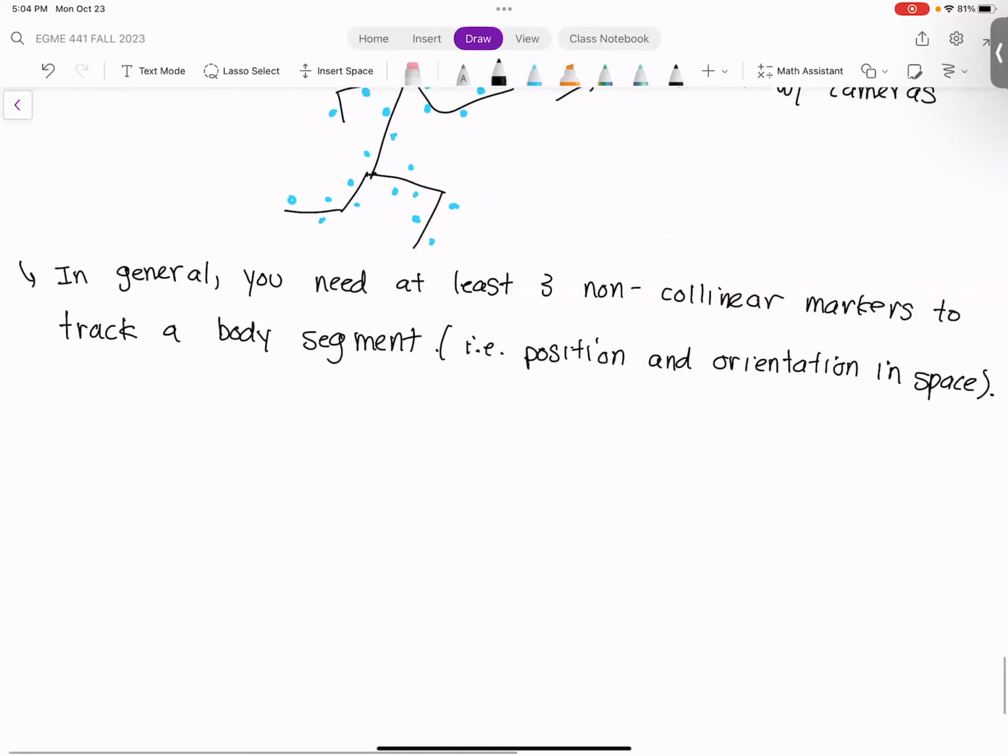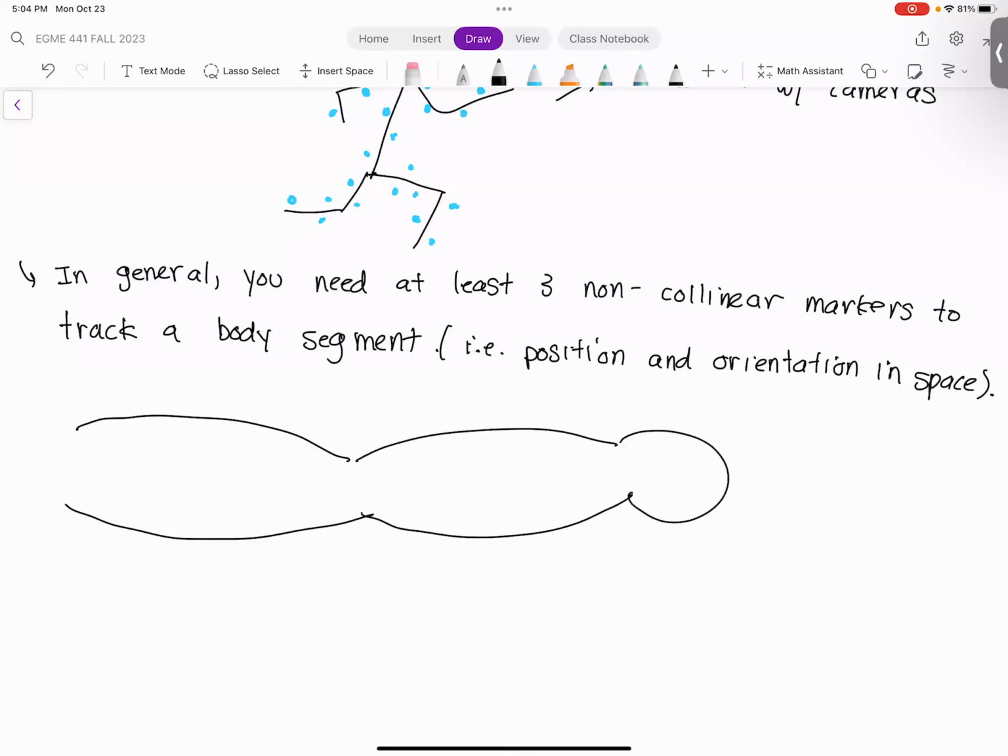All right. And so for a given body segment, let's look at the arm again. Okay. And so per segment here, I'm not going to count the hand because the hand is usually hard to measure. But for the upper arm and the lower arm, you need at least three markers per segment. Okay. And they have to be non-collinear, so they can't all be in a straight line. Okay.